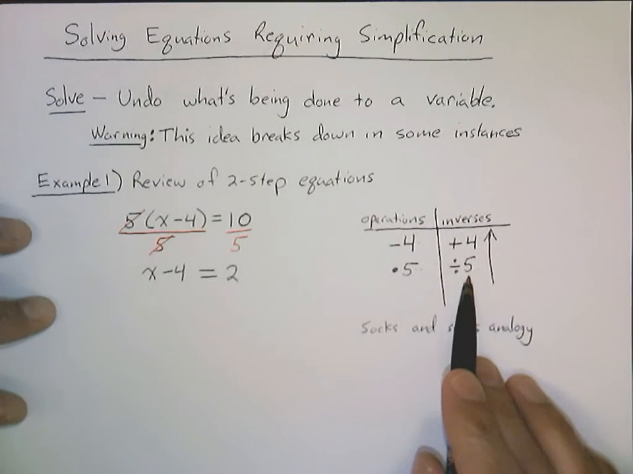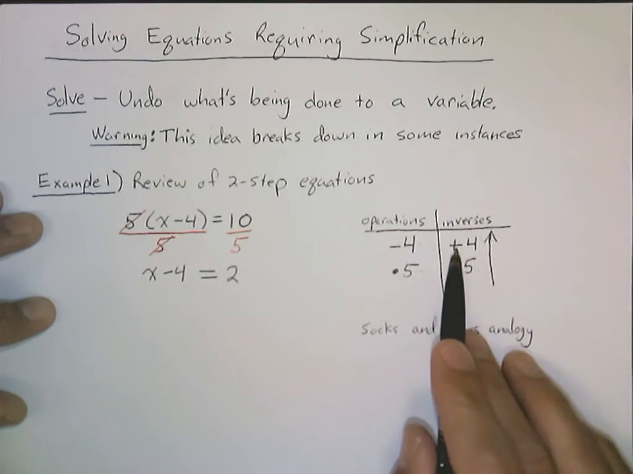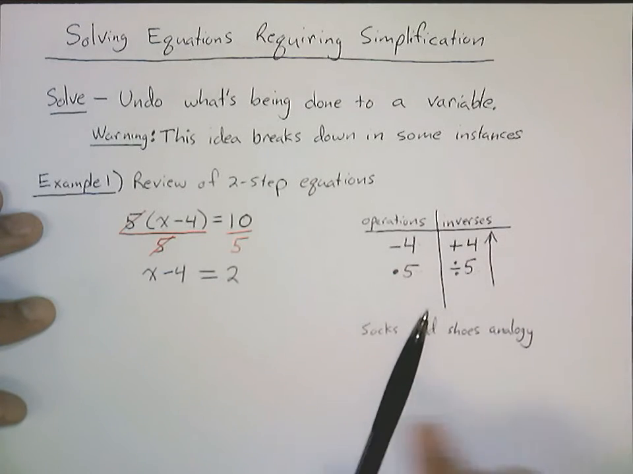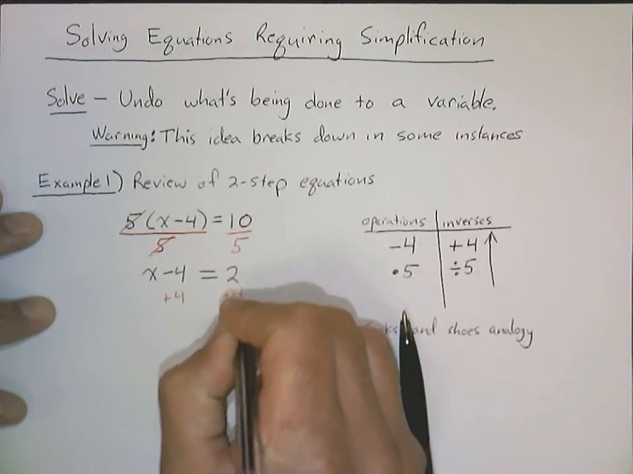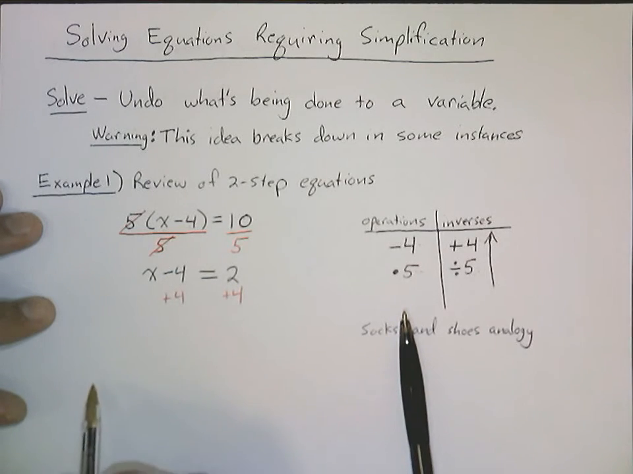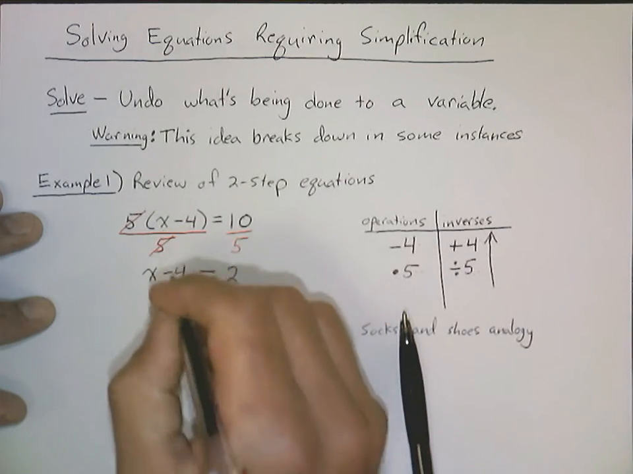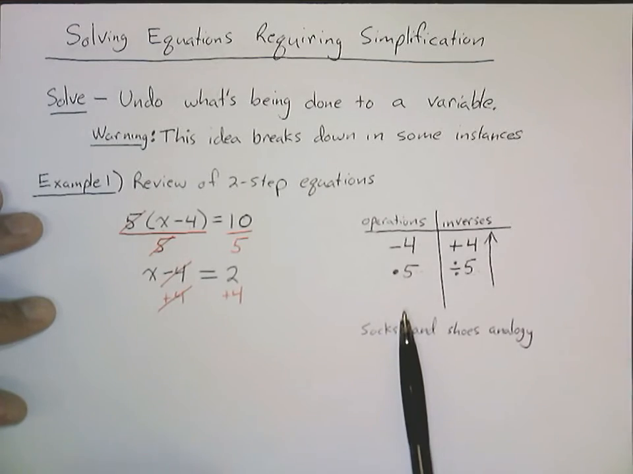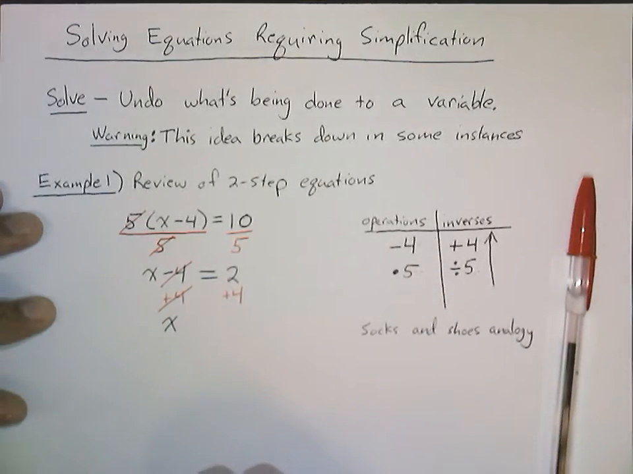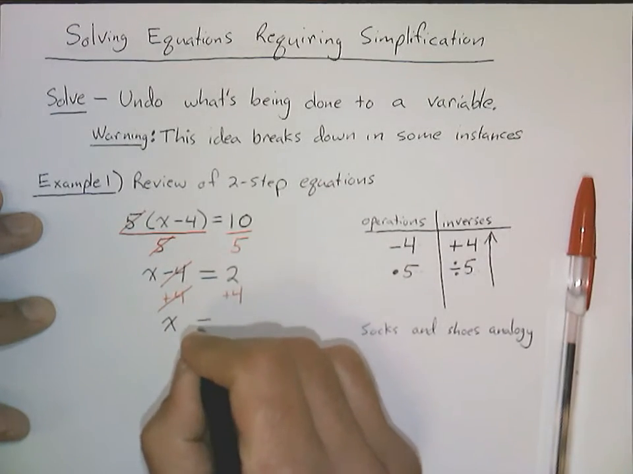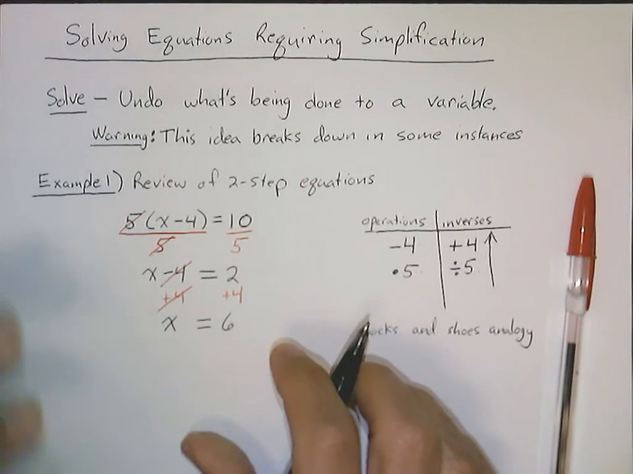Okay, so we've taken off our shoes. Now let's take off our socks. And therefore, we're going to add 4 to both sides in order to undo this subtracting 4. Because subtracting 4 and then adding 4, those cancel each other out. And so we're left with x on the left-hand side, and 2 plus 4 is, of course, 6 on the right-hand side.